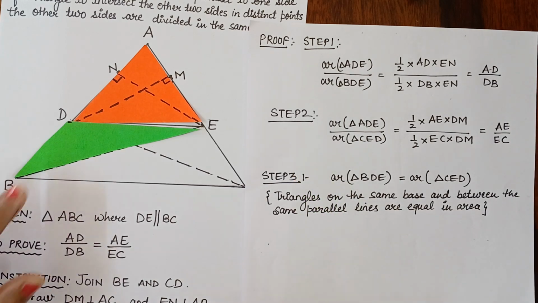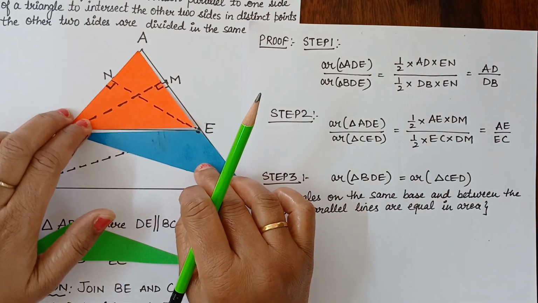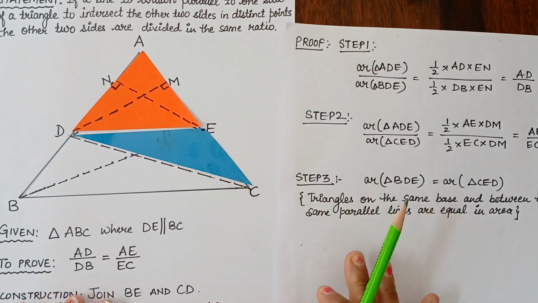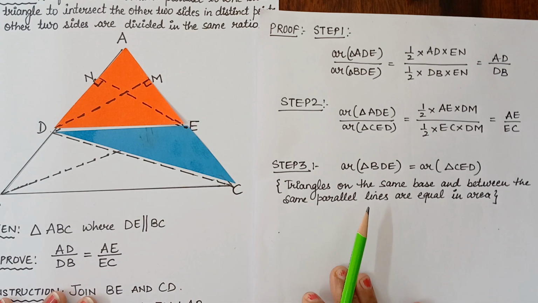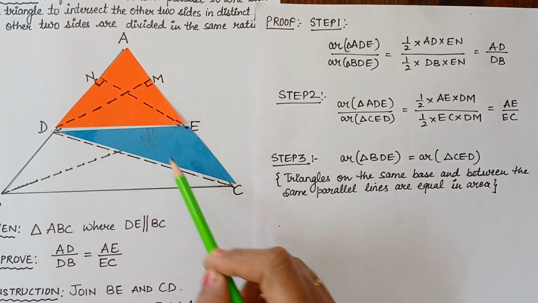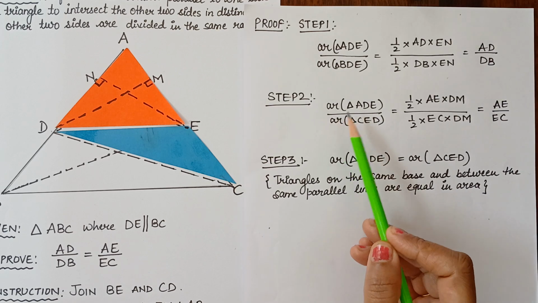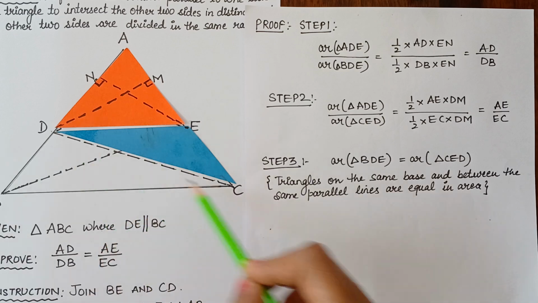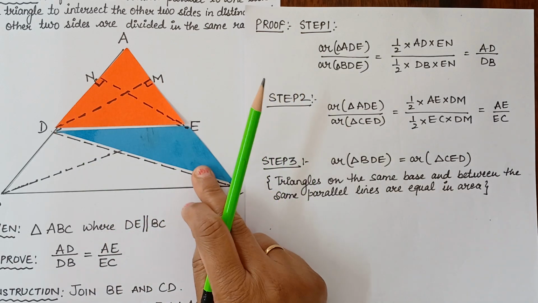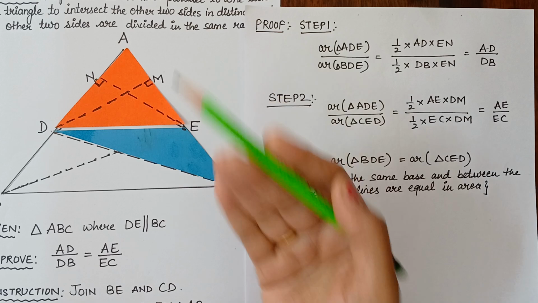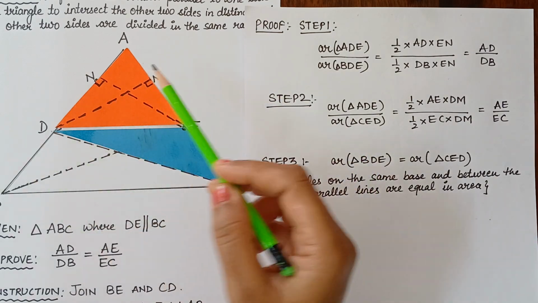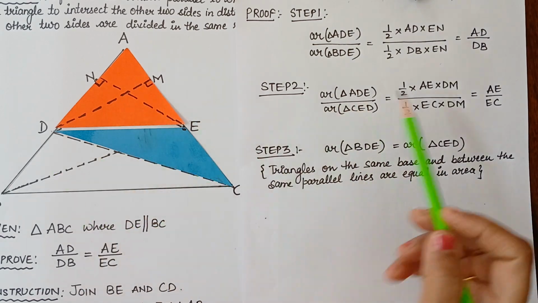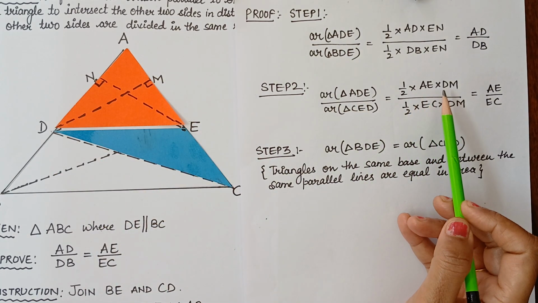In step 2, we need to look into these two triangles ADE and DEC. The same thing that we did with those two, we need to do with these two as well. Area of triangle ADE. Now this time we need to consider base as AE, because we are talking about this triangle as well, and for this base is EC. So that is why we need to consider this side this time. So for ADE, base is AE, perpendicular is DM. So area of triangle ADE is half into AE into DM.